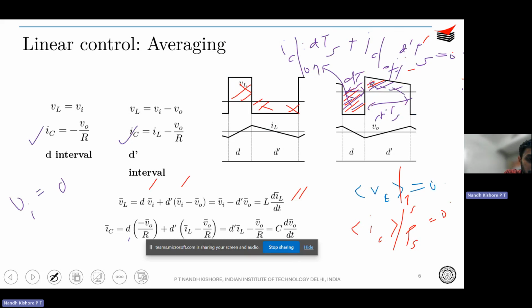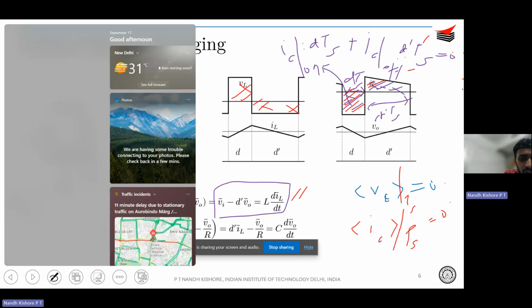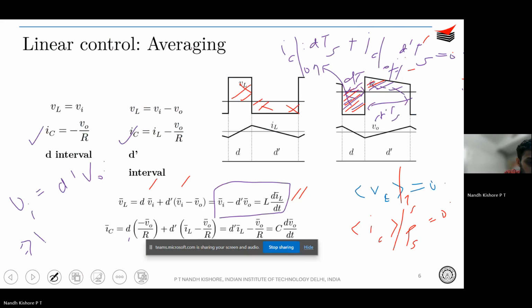Vi will be equal to D' times Vo, right? So taking this expression and equating it to 0, L dI/dt is 0, right? Therefore you can write Vo is equal to Vi by D', or Vi by 1 minus D, and this is your expression for a boost converter. Correct? So we have just formed simple expressions. Okay. And this is a way of checking if you have done it correctly.